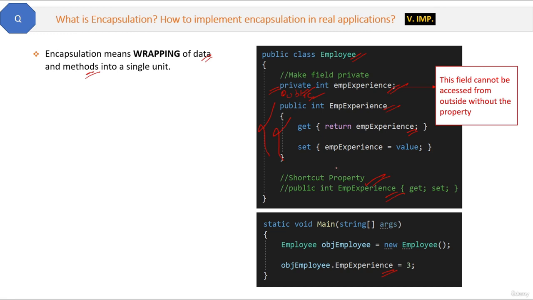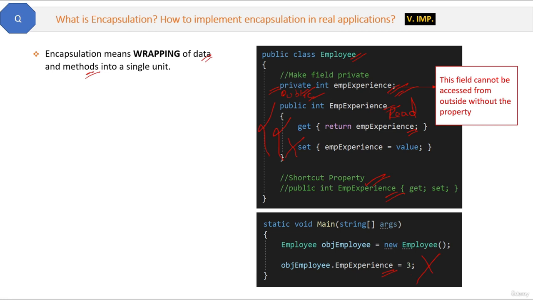For example, suppose you do not want anyone to change or set the experience. You want employee experience to be read-only data. Through the property, just remove this set statement from here, and then no other developer can set this data because it will be read-only. That way you can secure your data with properties, but that is not possible with fields, right?